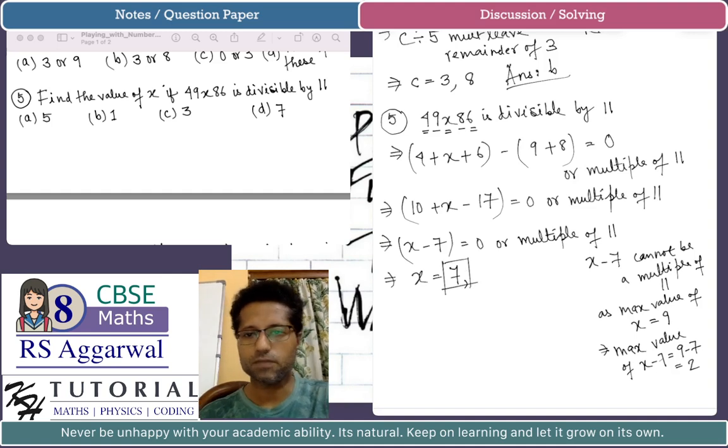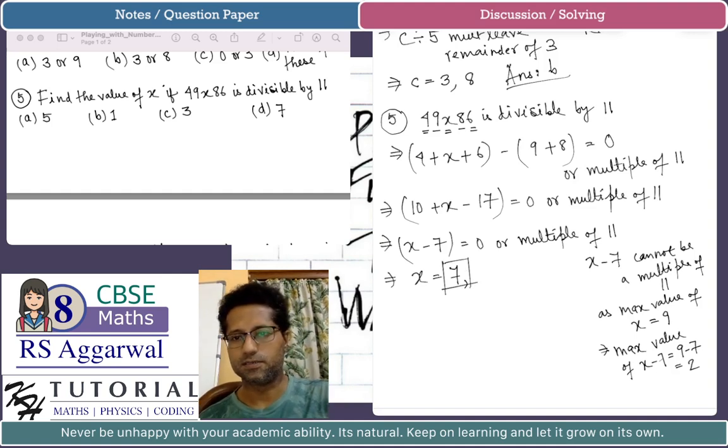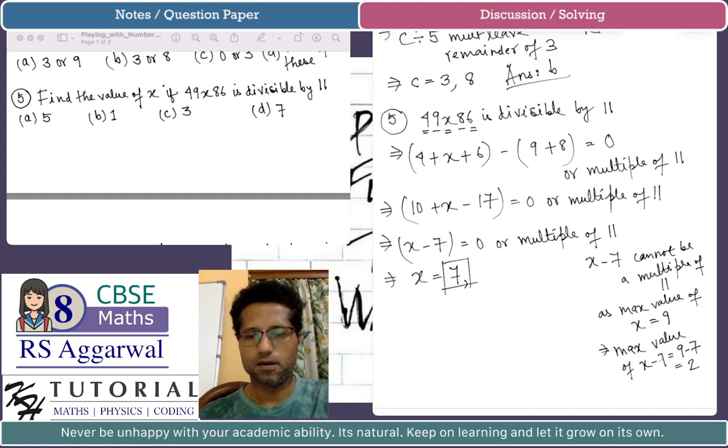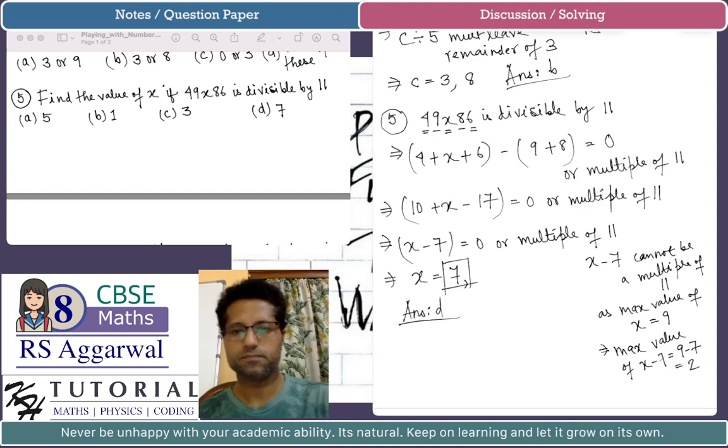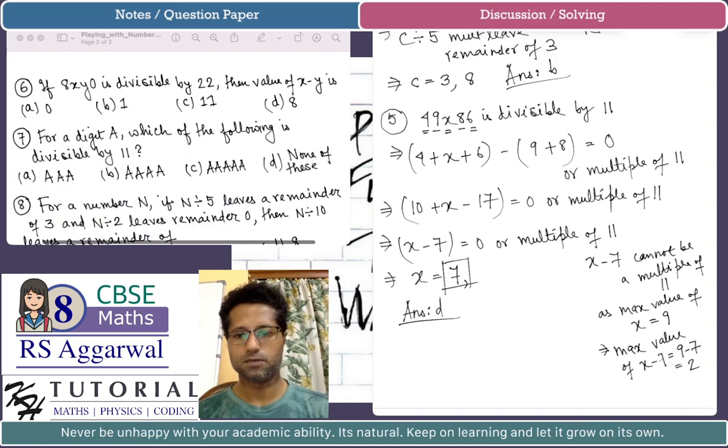So we can say that if x is 7, then the given number 49786 will be divisible by 11. So the correct choice is D. Okay, let's see question number 6.